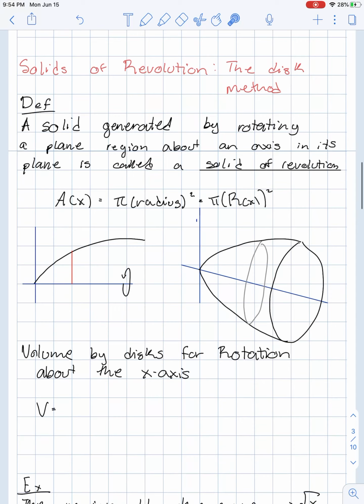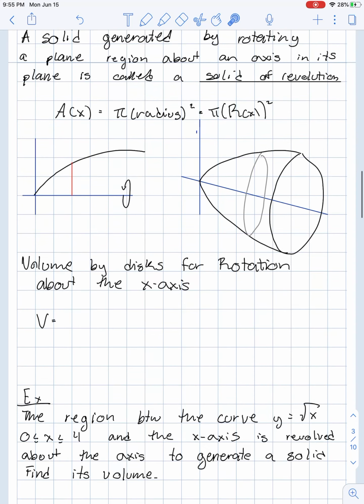So the volume of the disk, this is called volume by disks. We're going to get to one that's called volume by washers. In 6.2, there's something called shells. That's for vertical lines, and that's shells. Okay, yeah, cool. So, disk, washer, shells.